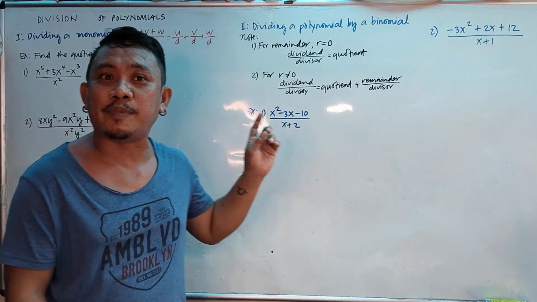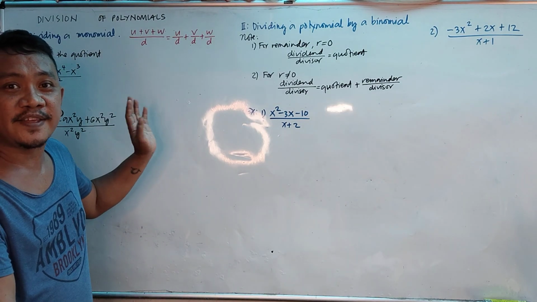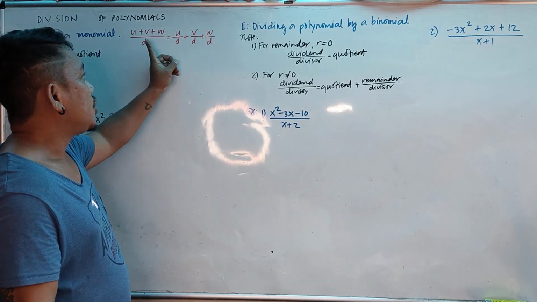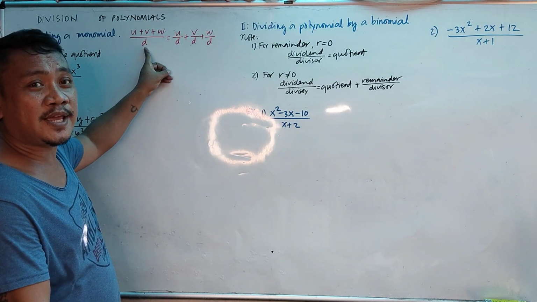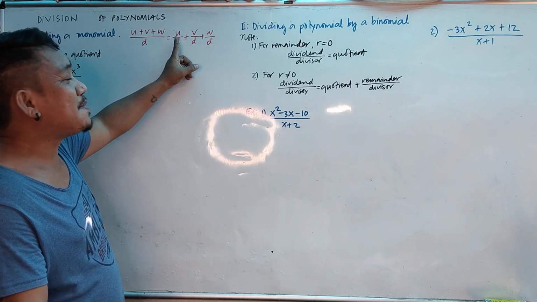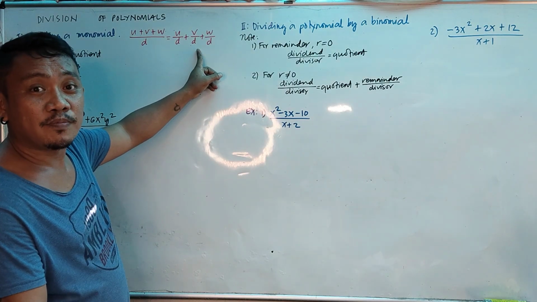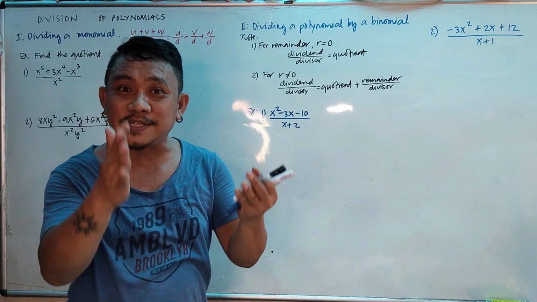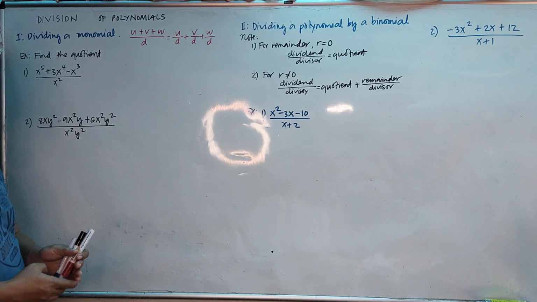How to divide? Of course, there are some problems to consider. Number one: when we divide a polynomial by a monomial, how do we divide it? Suppose you are given u plus v plus w divided by d, where d is a monomial. As you observe, we simply divide each term of the numerator by the monomial divisor. So if the divisor is a monomial, we divide the terms one by one. Let's apply that to our example.